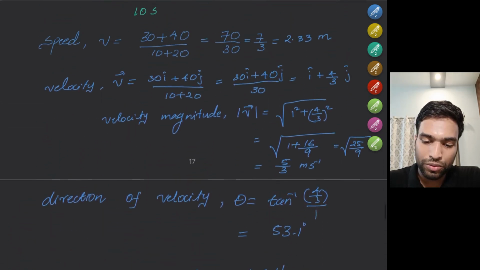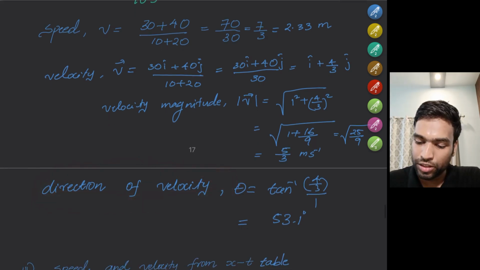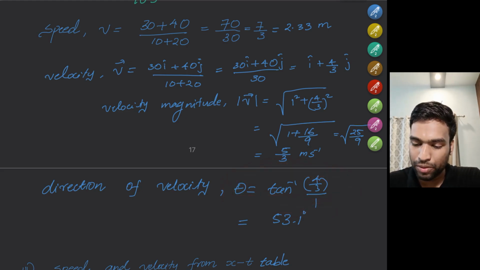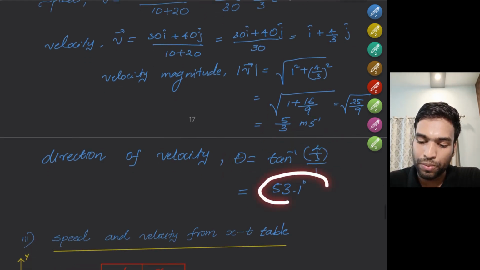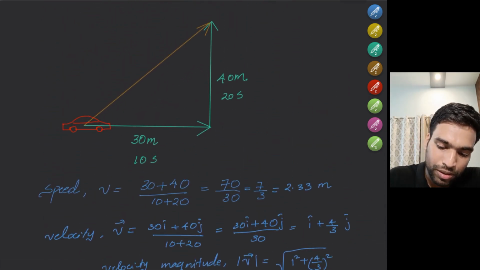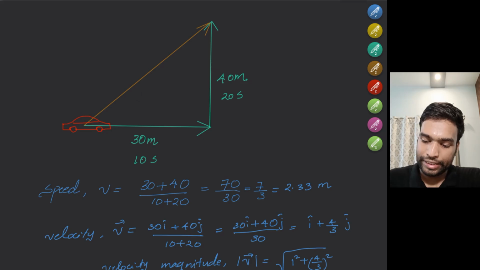Now direction of this velocity, if you want to find, you can just find theta equal to tan inverse 4 by 3 divided by 1, the y component divided by x component, right? So the answer will be 53.1 degree. That means this angle will be 53.1 degree. Got it? Right.